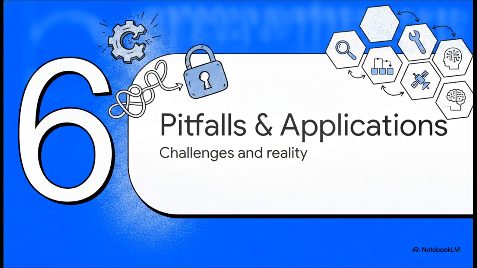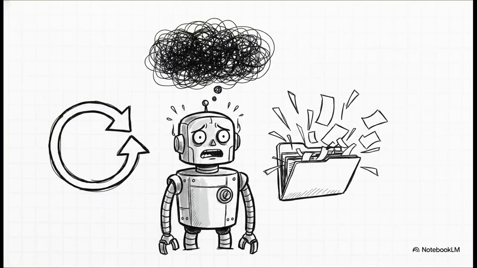And finally, Section 6, pitfalls and practical applications. Let's look at the reality of deploying these things. Now, what's really interesting about this slide is the specific traps developers have to engineer their way out of. Without the right constraints, an agent might confidently hallucinate a completely fake phone number if it doesn't have a web search tool to double-check it.